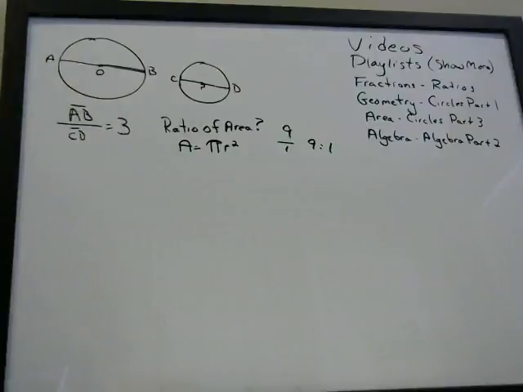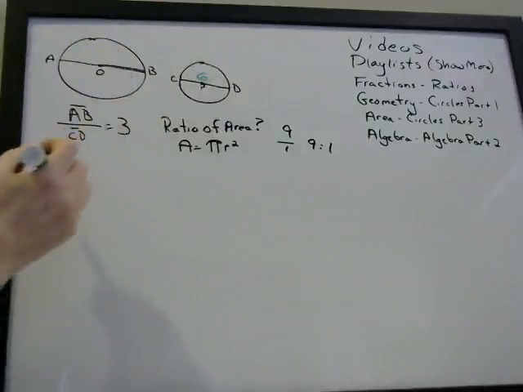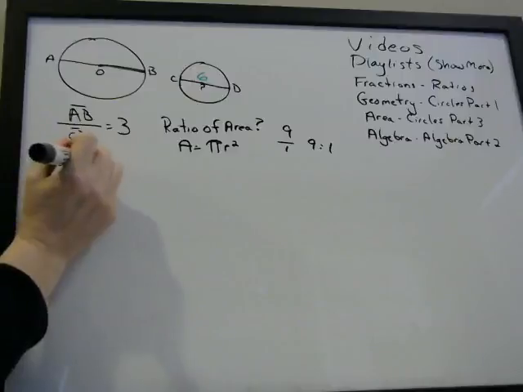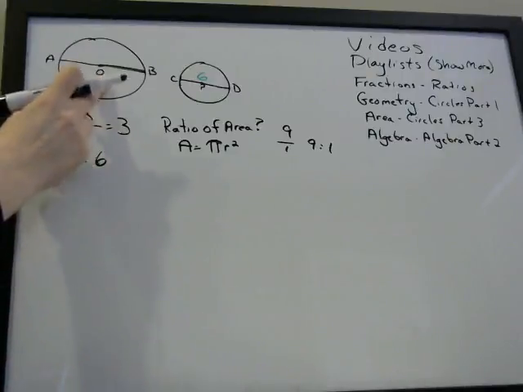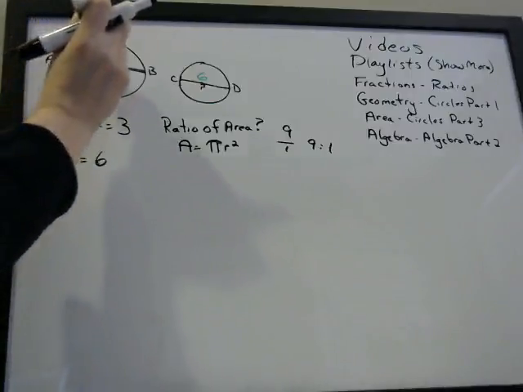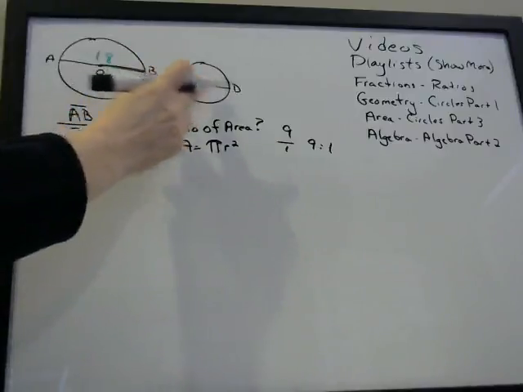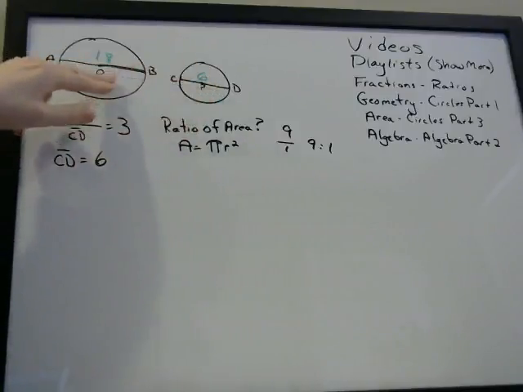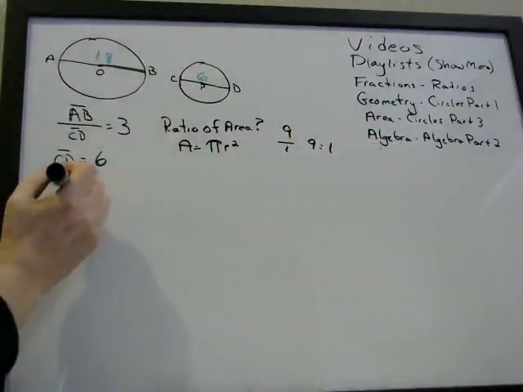So I'm just going to randomly pick a number. Let's say that CD, the diameter of the smaller circle, is 6. Well, if this is going to be 3 times bigger, then we know this is going to be 18, because 3 times 6 is 18. Now we can figure that out mathematically, so I'm going to do that here. If you can't figure out how I went from 6 to 18, I'm going to show you using algebra. And if you don't know how to do algebra, please watch that video.